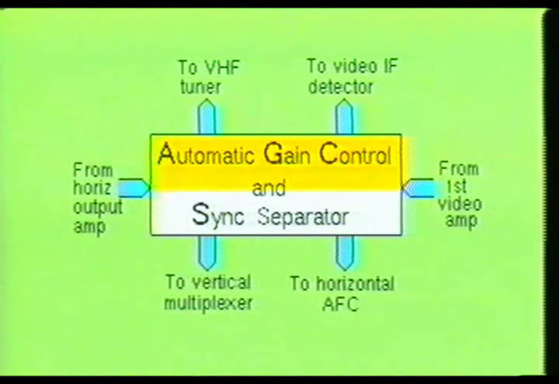The automatic gain control portion of this stage generates a DC voltage that is proportional to the strength of the inputted RF signal. This DC correction voltage is used to control the gain of the IF amplifier sections. The AGC stage is designed to maintain the synchronization pulse peaks at a constant level, regardless of changes in the input signal. By feeding its signal into the VHF tuner stage and video IF detector stage, it is able to reduce the input signal to the proper magnitude before it is fed into the first video amplifier stage.